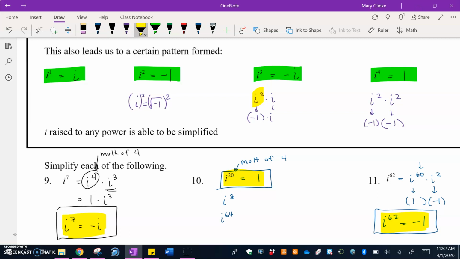So what's happening is you find your highest multiple of 4, and then you look at how many leftovers you have after that. It's either going to be 1 leftover, 2 leftover, 3 leftover, or 4 leftover. And based off of the leftovers, whatever that equals is going to be what i to that power is.